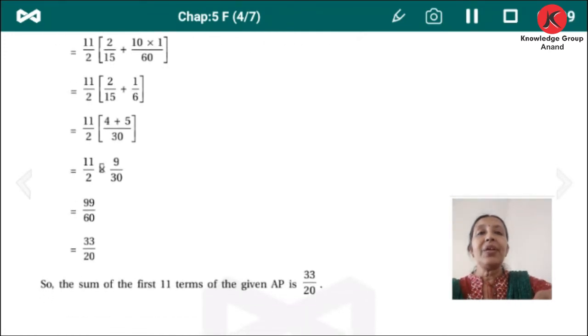Now 11/2 into 9/30 is equal to 99/60. Otherwise, you take here 3 3s are 9, 10 3s are 30, therefore 11 3s are 33 and 10 2s are 20, so 33/20. So the sum of the first 11 terms of the given AP is equal to 33/20.